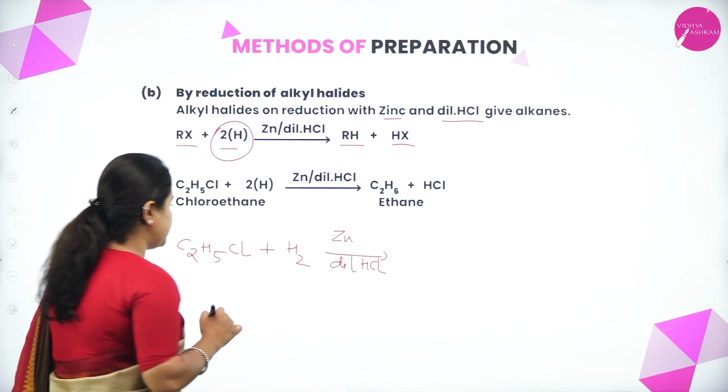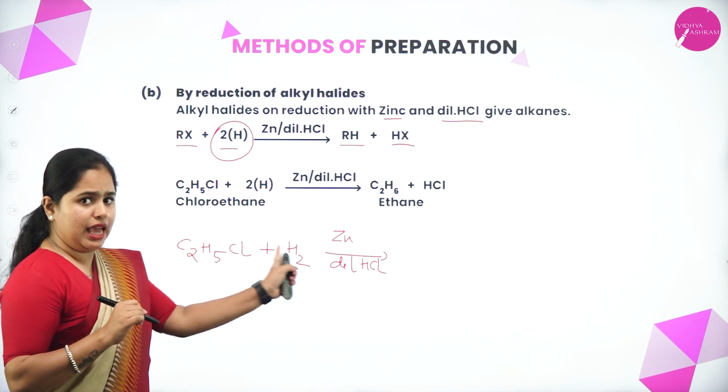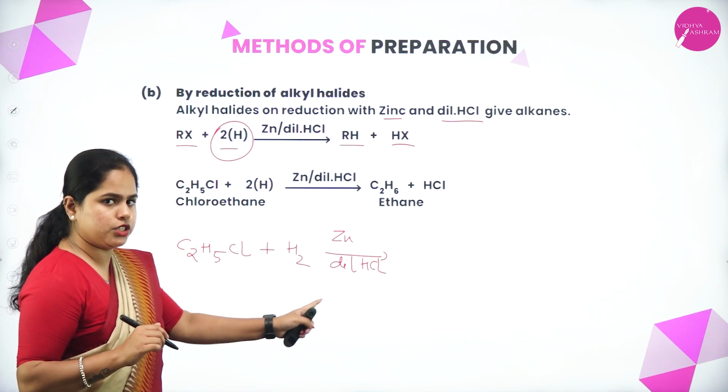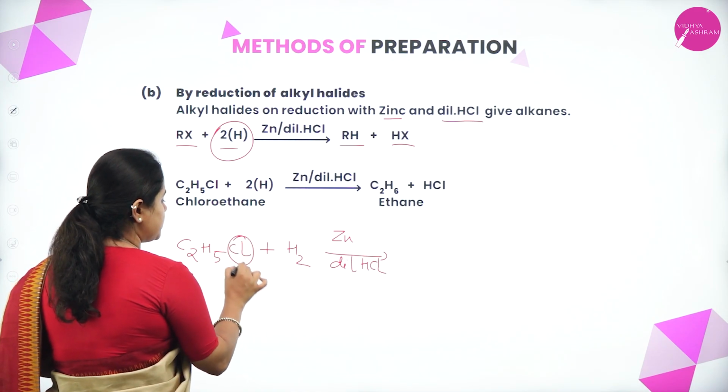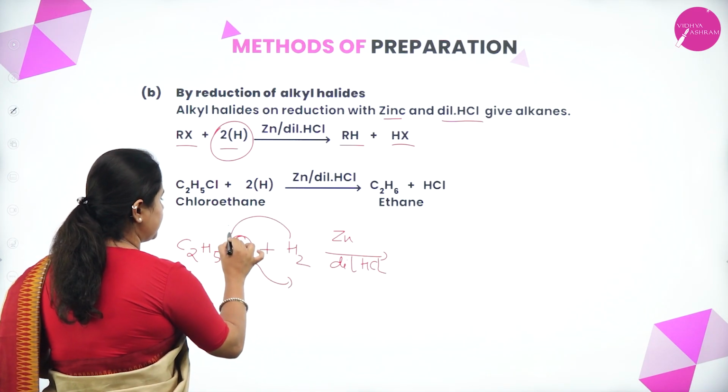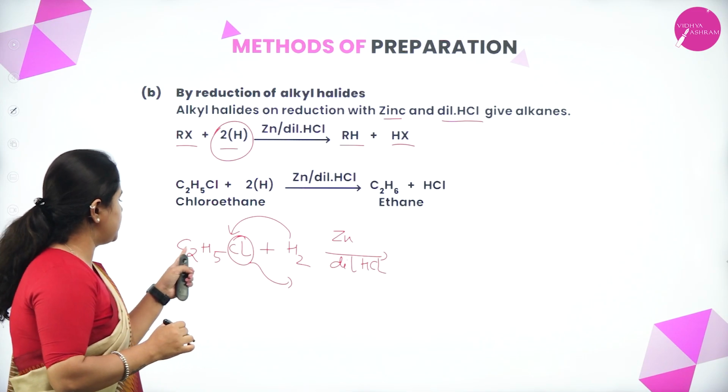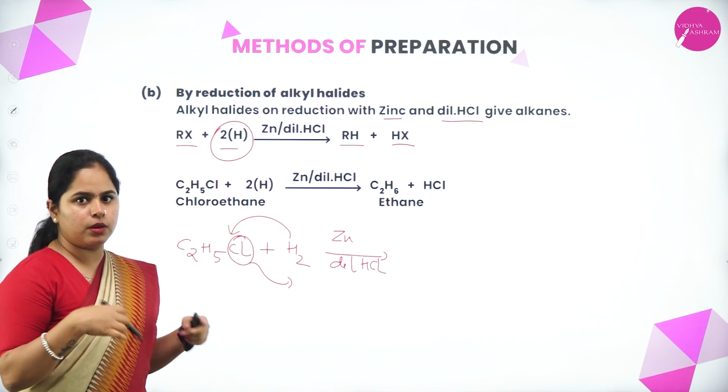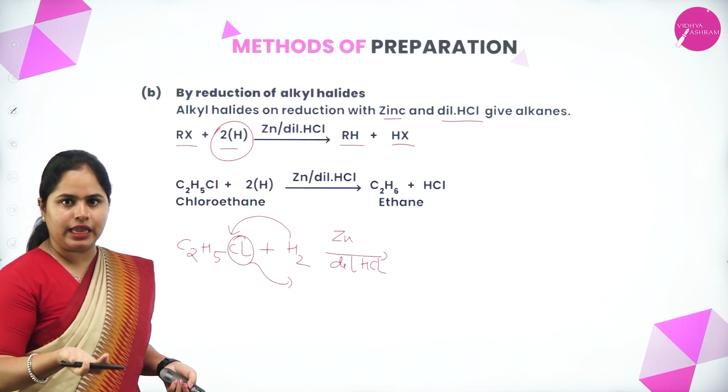Now what happens here is, see, C2H5Cl and H2. You have 2 atoms of hydrogen here. So this Cl will be removed and one hydrogen atom will come and attack here. So it will be C2H5 plus one more hydrogen, it will be C2H6, that is your ethane, right?